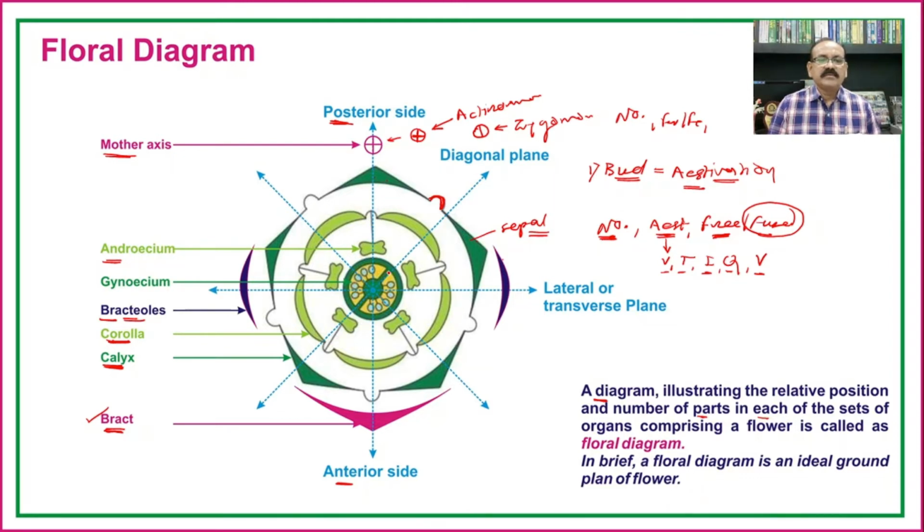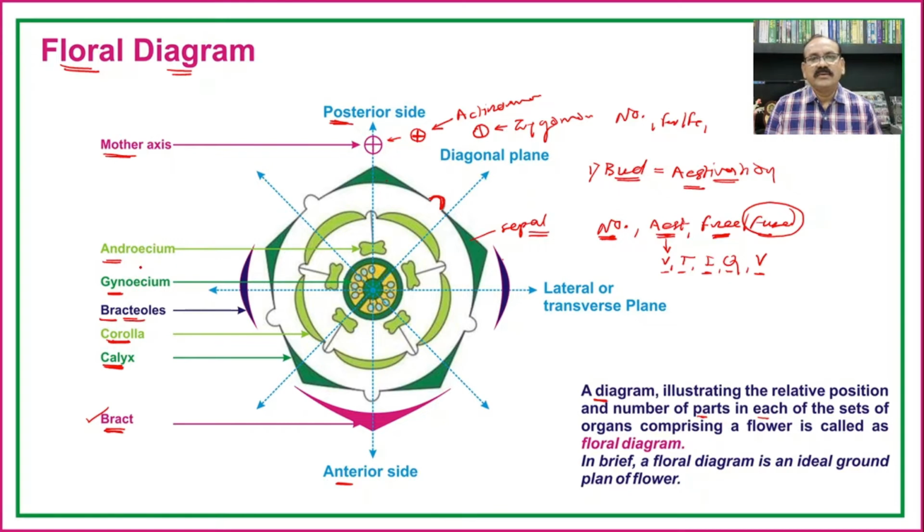Then in the center, we have to draw the TS of ovary, showing the placentation, that is the number of locules as well as the number of ovules per locule. So in this way, there will be the gynoecium in the form of TS of ovary in the floral diagram. And if we draw all these things together, automatically there will be the formation of one diagram, and this diagram is known as the floral diagram.